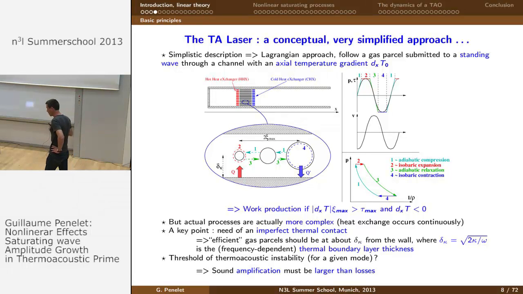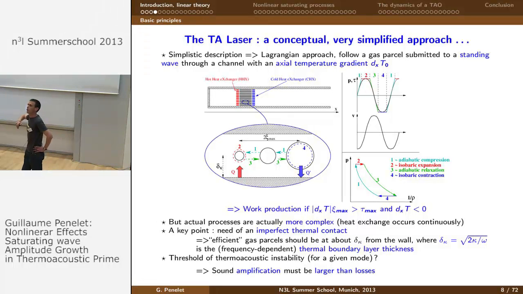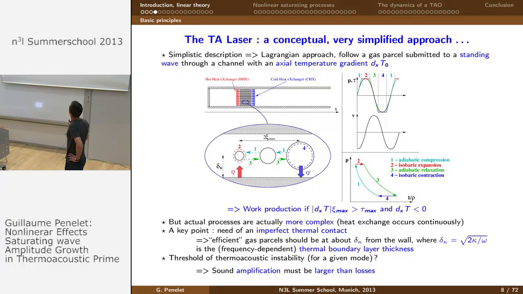But actually the processes are much more complicated because heat exchange occurs continuously, and also a key point is that we need an imperfect thermal contact between the oscillating fluid and the walls. And the gas parcel should be at some distance delta kappa, which is the acoustic thermal boundary layer thickness, from the wall, because if it's too close, the process is isothermal. If it's too far, the process is adiabatic. And then we have the threshold of the thermoacoustic instability as soon as sound amplification is larger than viscous and thermal losses in the device.